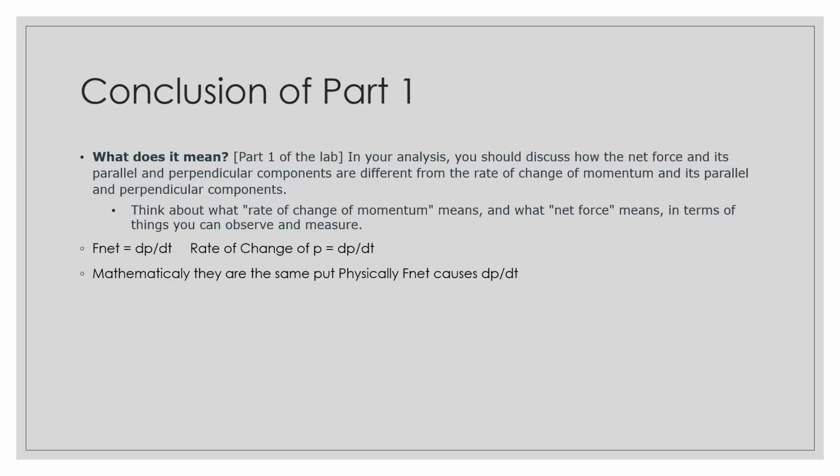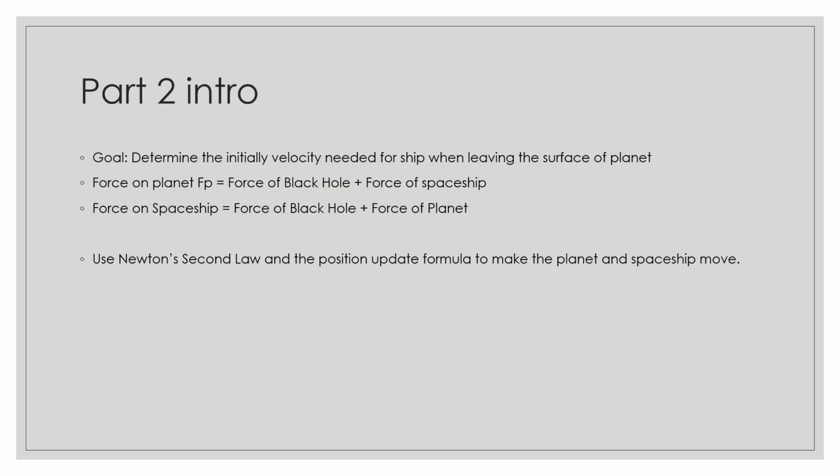In conclusion, discuss how the net force and its parallel and perpendicular components are different from the rate of change of momentum and its parallel and perpendicular components. F net is equivalent to dP dt, and rate of change of P is also equivalent to dP over dt. Mathematically, they are the same, but physically, F net causes dP, or the rate of change, and it does not work the other way around. And they're not the same. They might mathematically look the same, but they are not physically and visually.